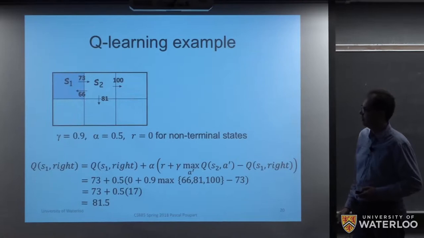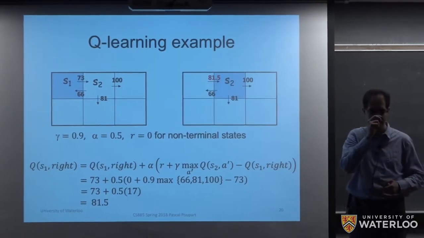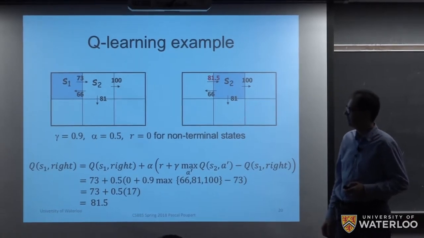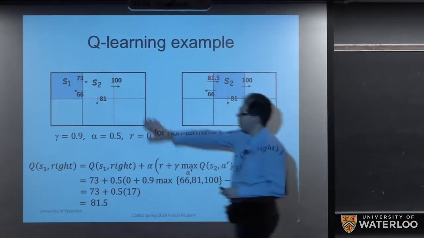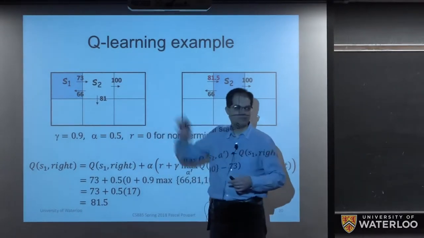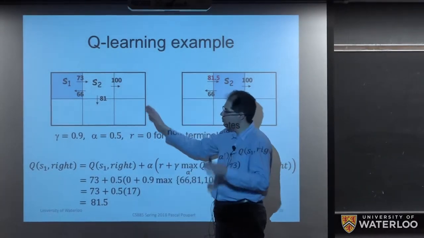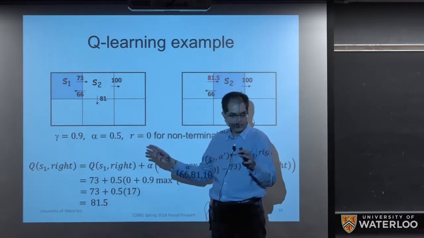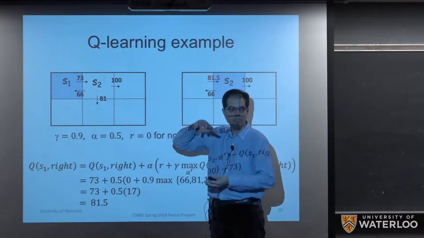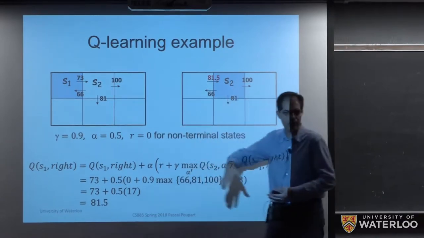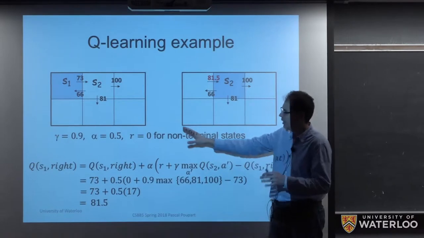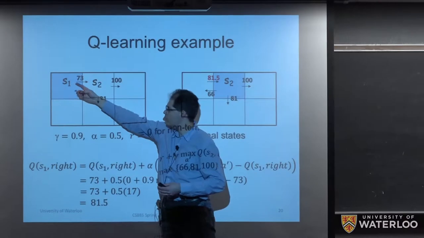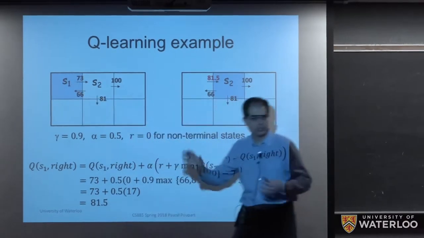Oh, so here I'm just showing the relevant information in this picture. We do have Q values for every state-action pair. So in the algorithm, you would have a table in which you would store all the Q values for every state-action pair. Now in this picture, I just showed you those that are relevant for updating the Q value for S1 taking action right.